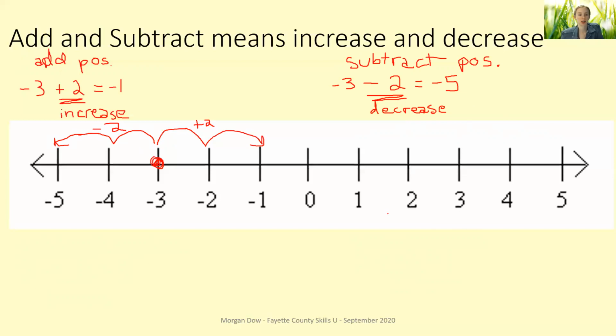Okay, let's continue with all the possibilities here. So now I am going to add a negative number. Same starting point, -3. Now I'm going to add -2. So before, right, when you add a positive, it makes you increase. When you do the opposite, when you add a negative, it makes you decrease.